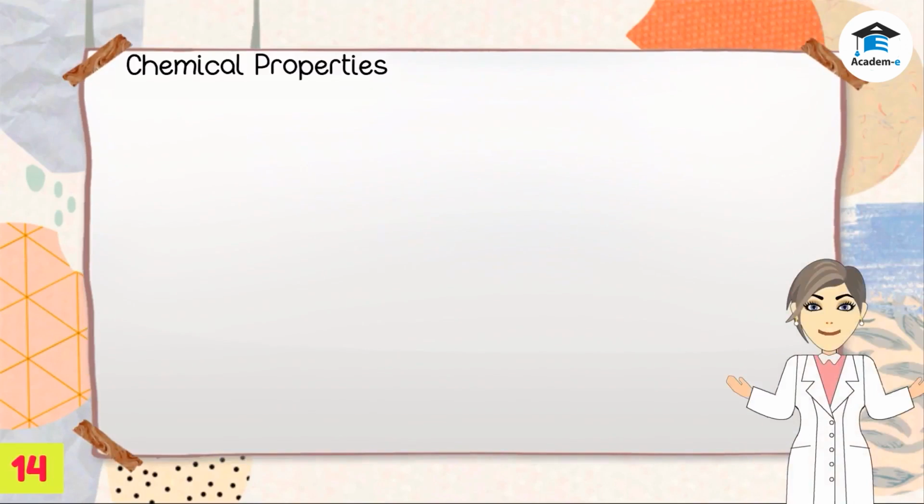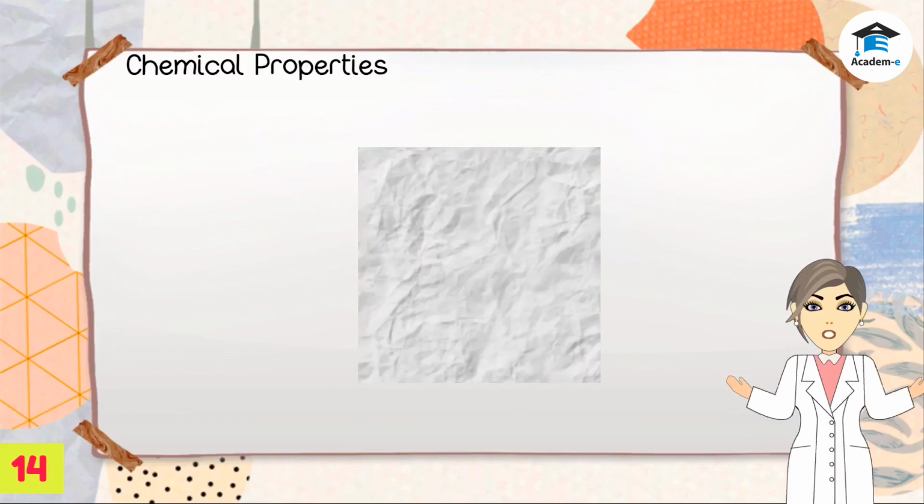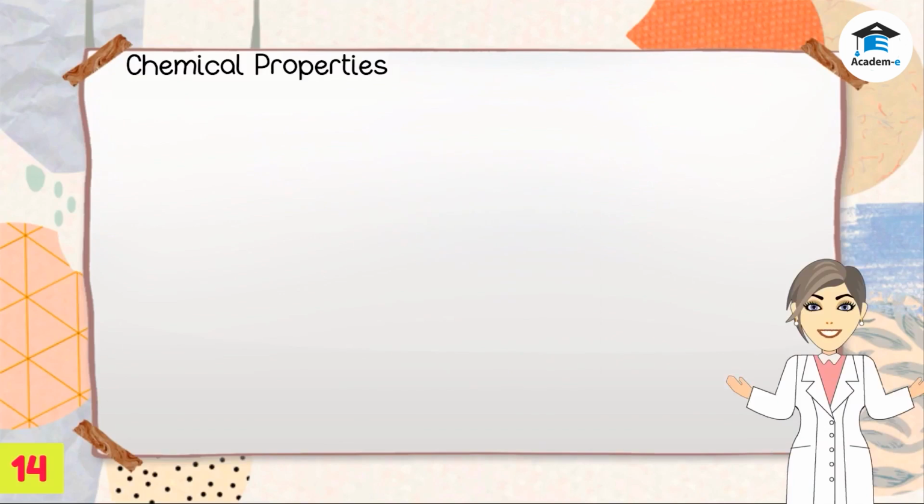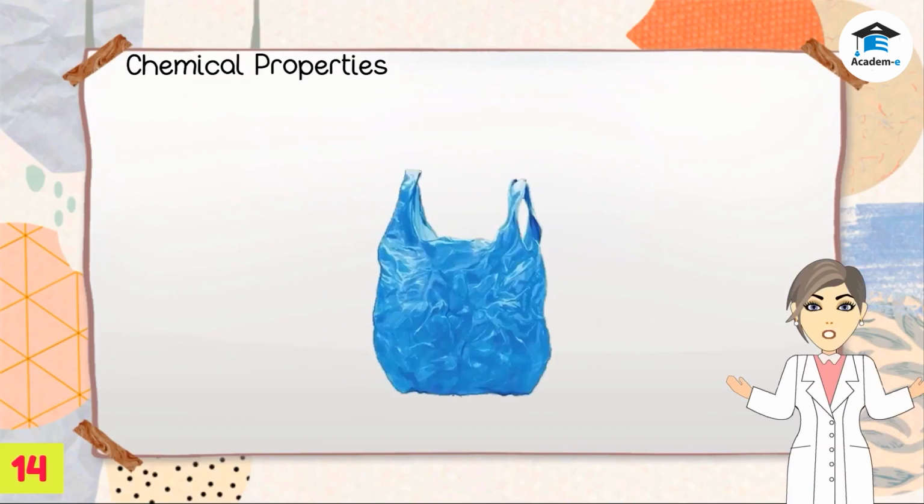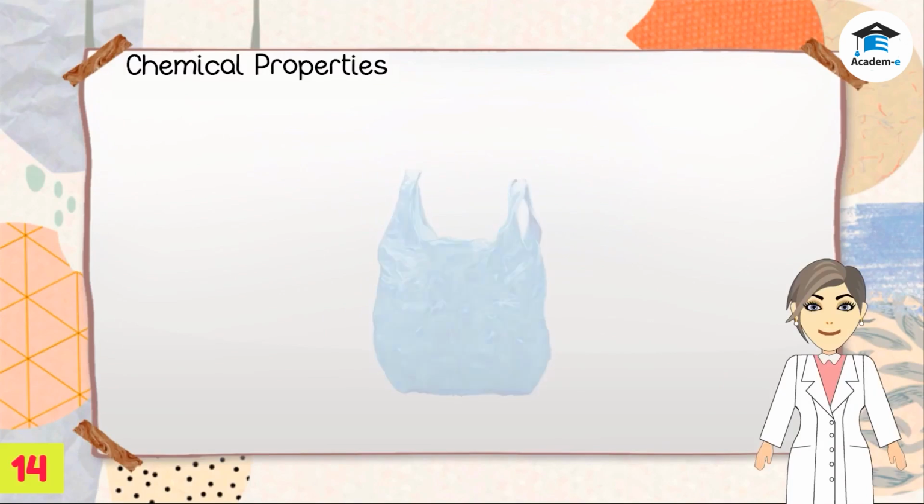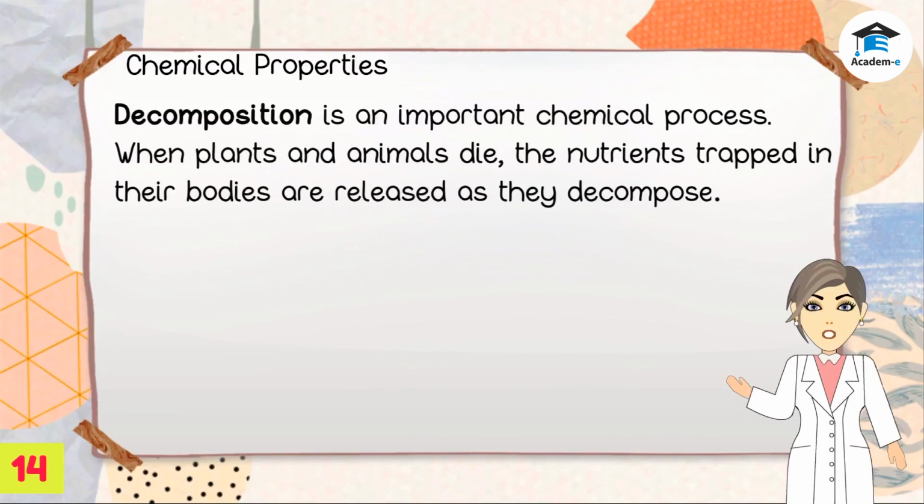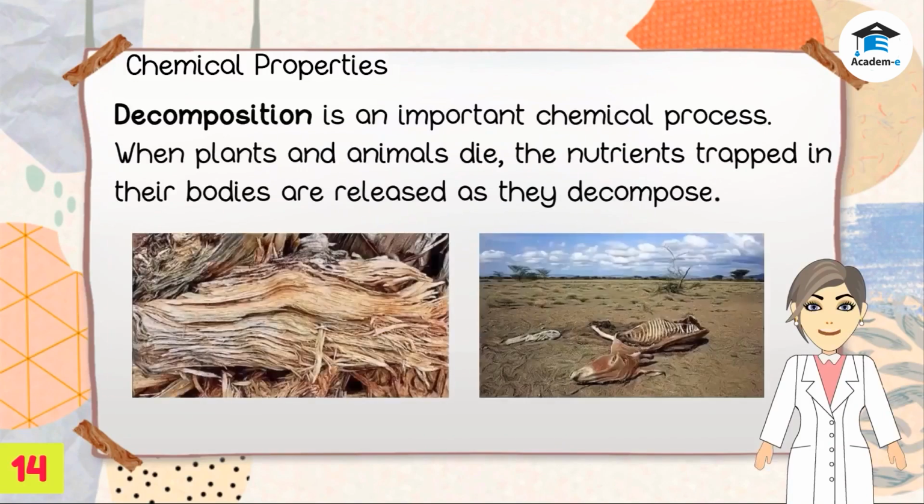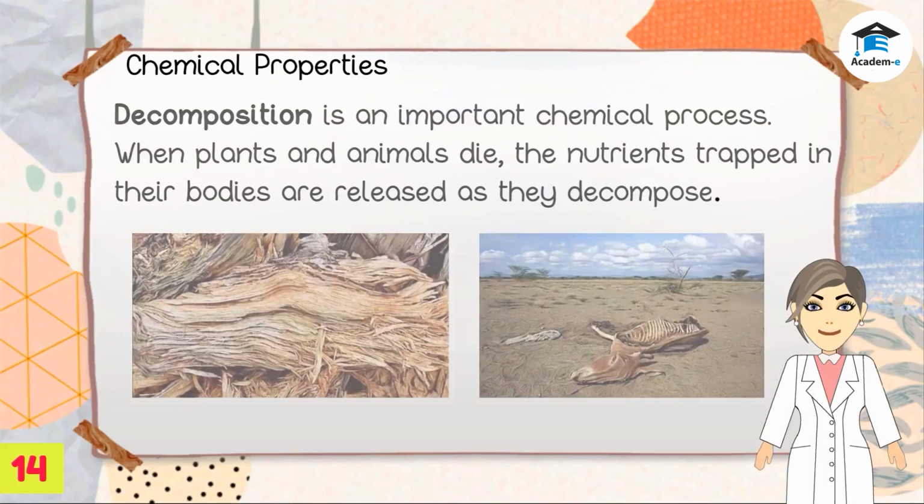Materials decay at different rates. Biodegradable materials like paper may decay in 3 months. Non-biodegradable materials, such as plastic bags, may take 450 years to decay. What are the effects of decomposition? Decomposition is an important chemical process. When plants and animals die, the nutrients trapped in their bodies are released as they decompose. Decomposition makes sure that the ecosystem will never run out of nutrients.